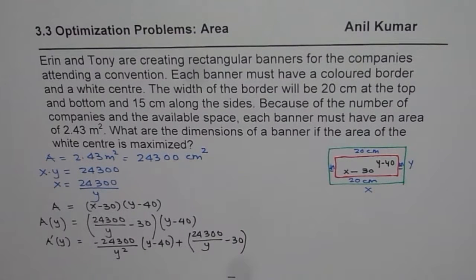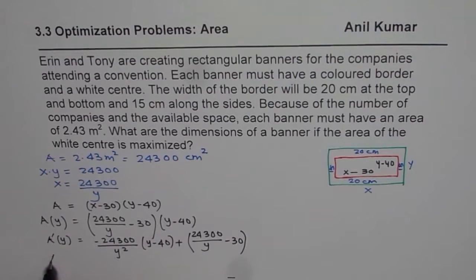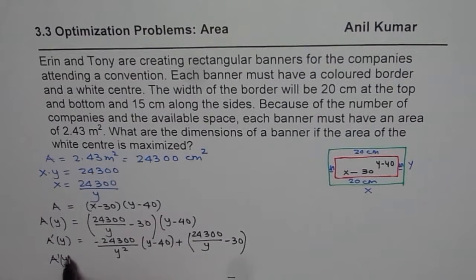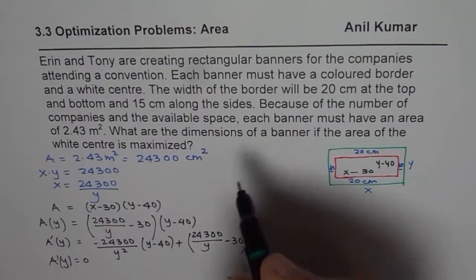Now for maximizing the area, this derivative should be 0, right? So we need to equate this to 0 to maximize, correct? So we have this derivative A dash y, and that derivative should be equal to 0. So we can now solve for it, right? We can expand and simplify. So what we can do here is, let's do it on the right side.